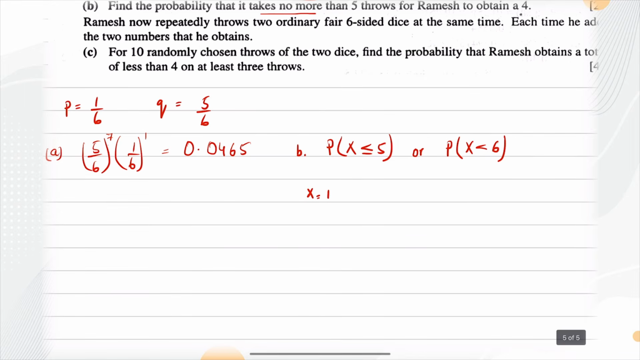See, in the first case, we would include x from 1 to 2, 3, 4, and 5. And in the second case, we would do the same, considering that x can only take integer values. Obviously, we're talking about number of trials, right? So trials can only be integer values.